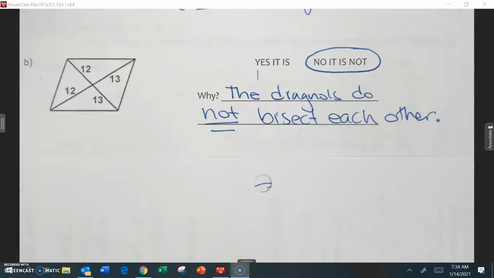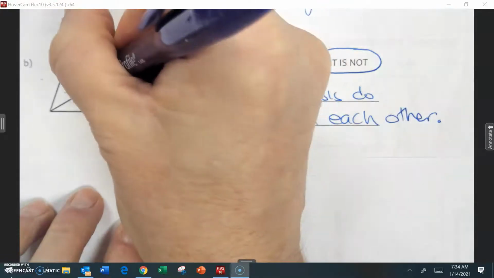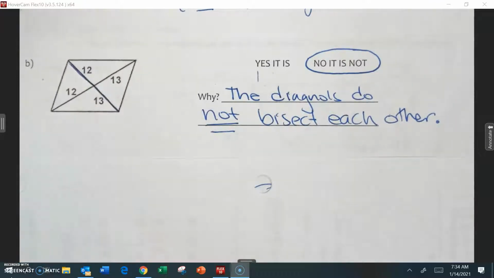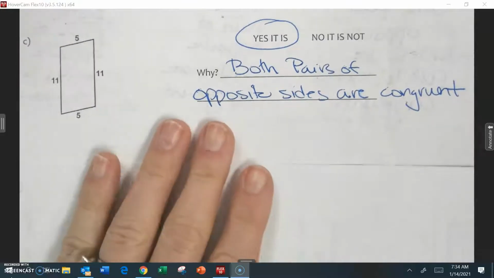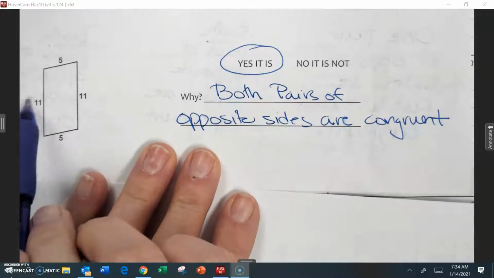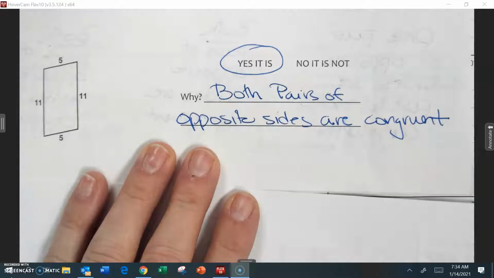Why? Because these diagonals are not bisecting each other. Because this piece is 12, we would have to know that that is 12 and it's marked with a 13. So right away, no way is this a parallelogram. And then finally on the front, the last one, you should have yes, and I think this was kind of an easy one. Because both pairs of opposite sides are congruent. Okay?